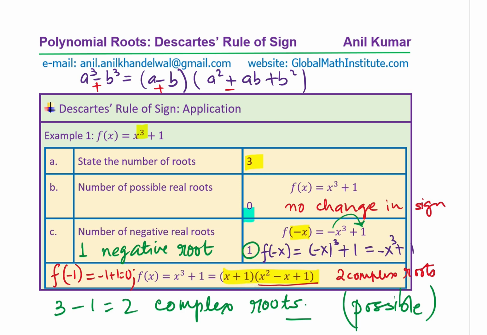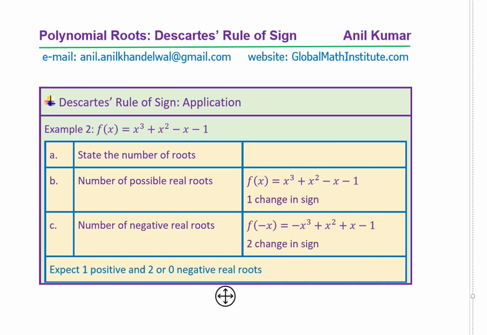Now let's take up more examples. Example number 2. I'd like you to now pause the video, answer this question, and then look into my suggestions. So we'll begin with finding the total number of roots. Since the degree is 3, the total number of roots should be, yes, 3, correct. So that is the maximum number, which includes positive, negative, or complex roots. How many possible real roots are there?